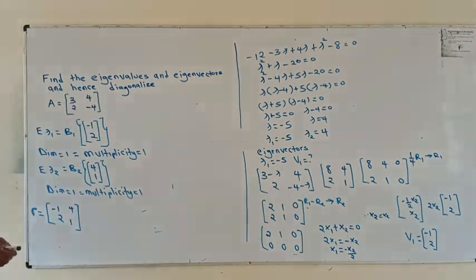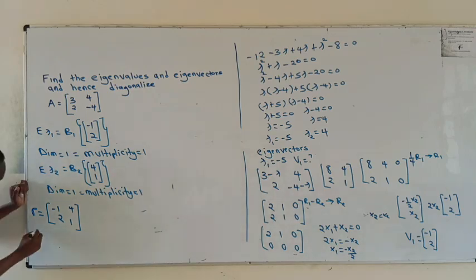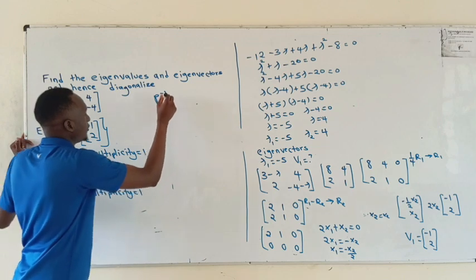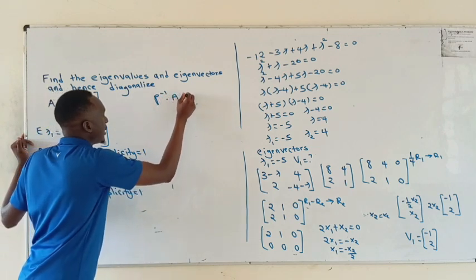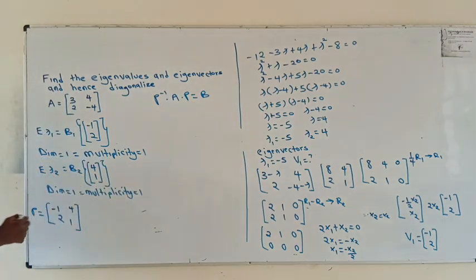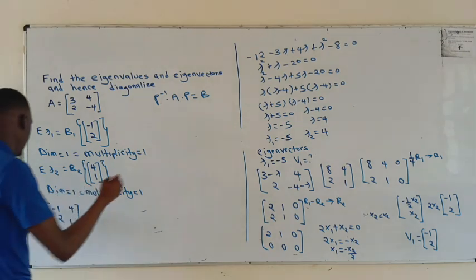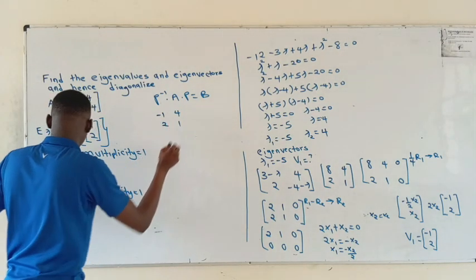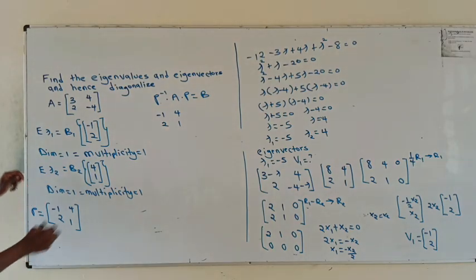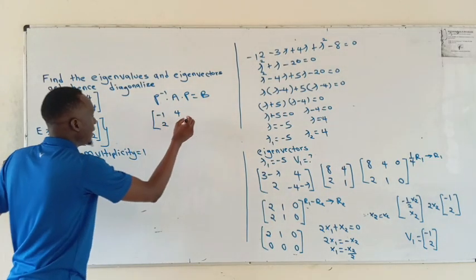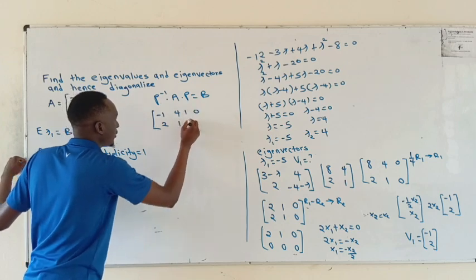How do we diagonalize? We have the inverse of P. When we multiply A times P, it should give us B. So let's find the inverse of P. Our P is negative 1, 2, 4, 1. Now to find the inverse, we want to perform a row reduction. Therefore, we add the identity matrix to the left.